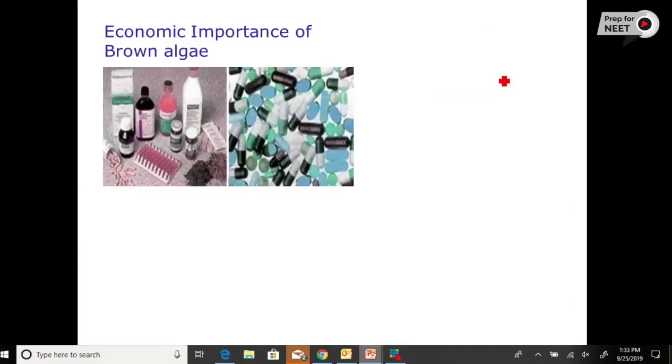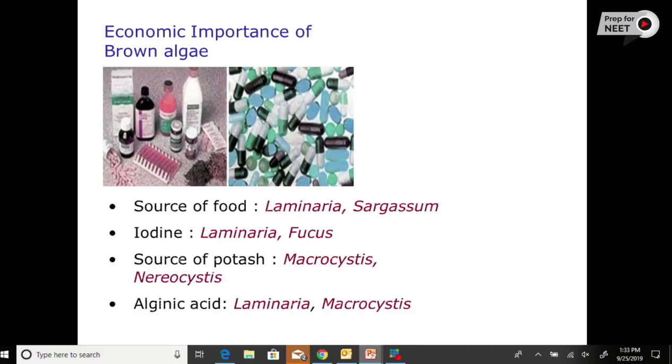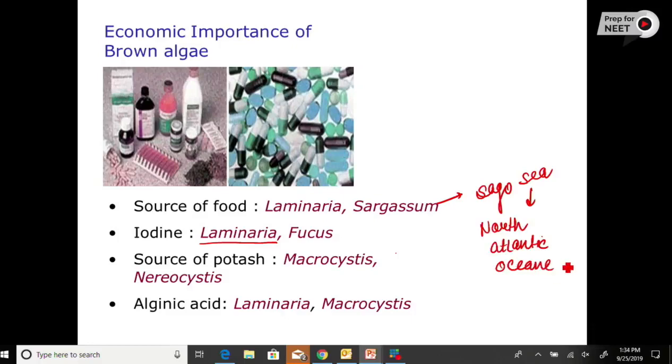Next, moving on, let us talk about the economic importance of the brown algae. Laminaria is a very important food source, and we extract iodine and bromine from Laminaria. Sargassum is also known as sargasso sea weed, because it is found in the North Atlantic Ocean, and it keeps growing by itself. Macrocystis and Nereocystis are a source of potash. We can easily extract potash from them.